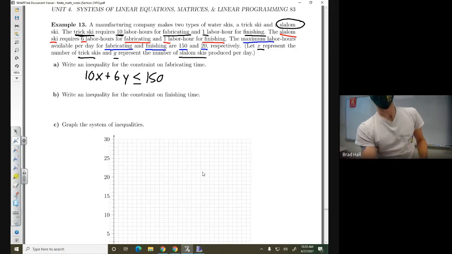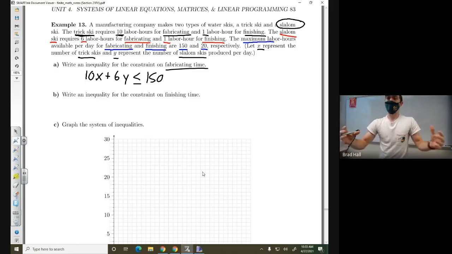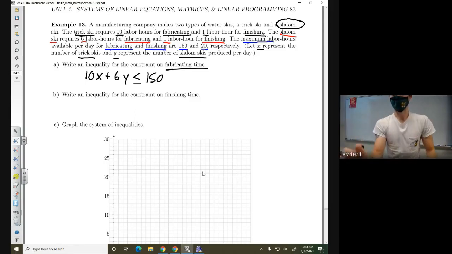Oh, okay. Fabricating time, that's why. All right, that makes sense. So for fabricating time, it's saying bring all the numbers corresponding to fabricating time together, because that's what it says for part A, fabricating time. Sorry about that. So 10 hours for fabricating, that's why I put 10 here, and since that corresponds to the first ski, that's why I have an X.